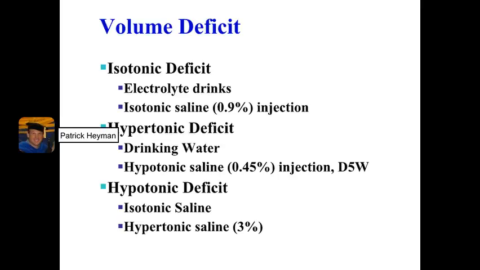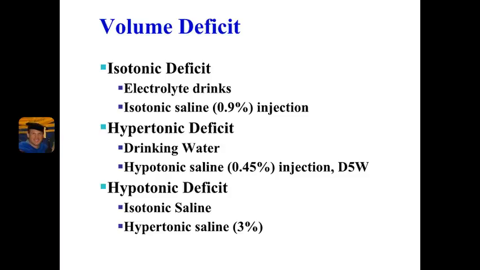Okay, so if the patient has an isotonic deficit, you can give them PO electrolyte drinks like Exceed or Gatorade, or you could give isotonic saline, IV, so like normal saline. If it's a hypertonic deficit, so they have too much sodium now, but they also have a fluid deficit, you can have them drink pure water, or you can give them a hypotonic solution such as half normal saline or D5W. If the patient has a hypotonic deficit, so now they don't have enough sodium, you're typically going to give isotonic saline or normal saline.